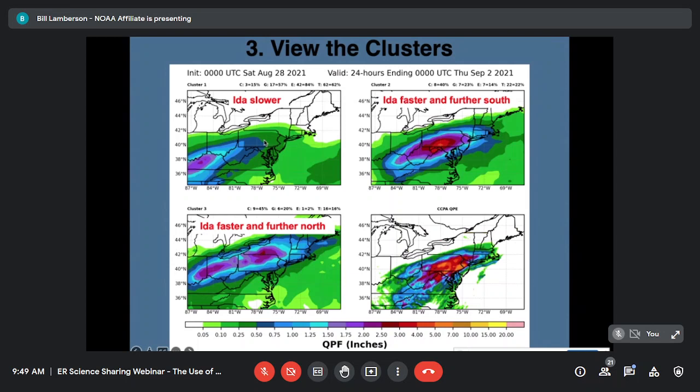However, since we have something like the clustering product, we can see some of the other solutions that maybe were less likely, but still plausible. So if we look at cluster 2, that was with IDA faster and further to the south. And looking at the QPF field, you can clearly see that it's much faster than this solution, but a bit further to the south than, say, cluster 3, which is also faster, but further to the north. And actually, in this case, looking at the verifying analysis, you can see that cluster 2 ended up doing a good job. And even though it only had 22% of the ensemble, so again, maybe not the most likely solution, it was still plausible, and a forecaster would be well advised to be aware of it.